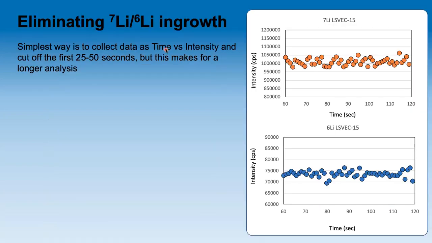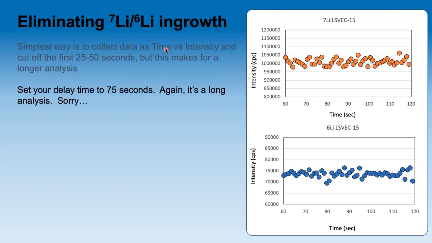So the simplest way to deal with the ingrowth is to take a time intensity and cut off the first 25 to 50 seconds. Makes for a little bit longer of an analysis, but it makes for a cleaner analysis. Second way is obviously you could set your delay time and let your instrument, you know, you could walk away from it because you have a longer delay time, and then your instrument will deal with that ingrowth by not counting until it's over. Again, makes for a longer analysis. Sorry, this is isotope ratio here. We need a little bit more time.